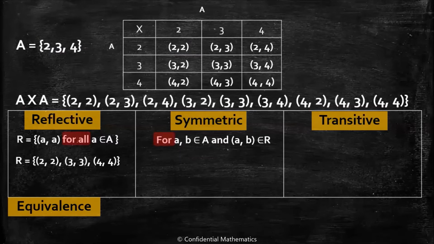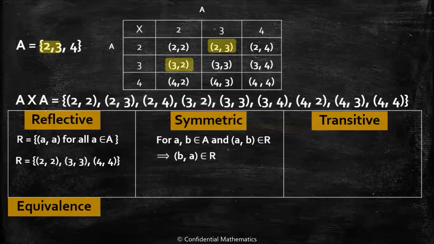Previously, in the reflexive relation there is the phrase "for all", and in the symmetric relation it is only "for". "For all" means there should be every element. "For" means only taking a few elements. Like if we take only the elements 2 and 3 from the set A, there is an ordered pair 2 comma 3, A comma B, and it gives us 3 comma 2 also. All right, this is the symmetric relation.